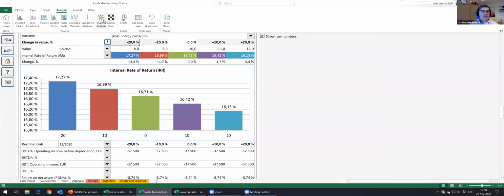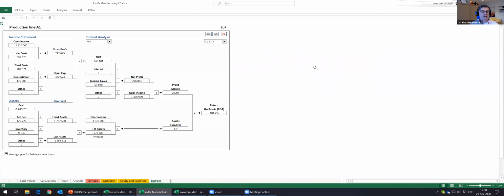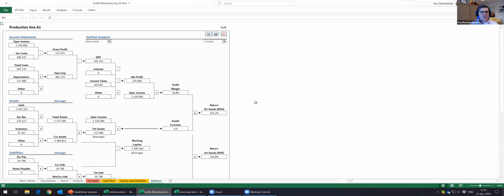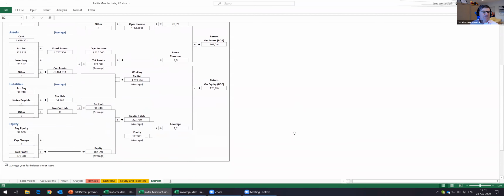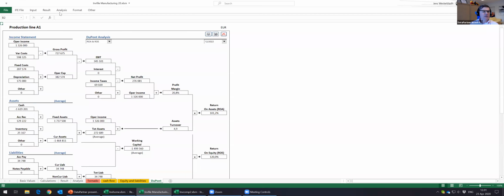Then we still have the DuPont analysis, which explains the structure on how the return on assets is calculated from income statement and balance sheet. Really good overview, really educative. You can also look at return on equity. We didn't have any debt in this model yet, so it's not really representative, but it's available.